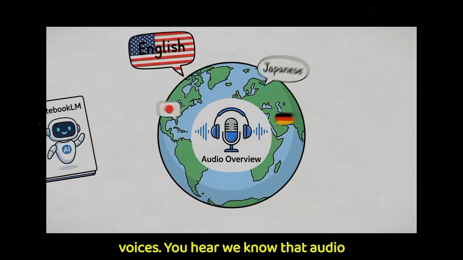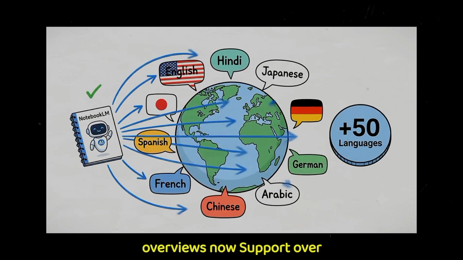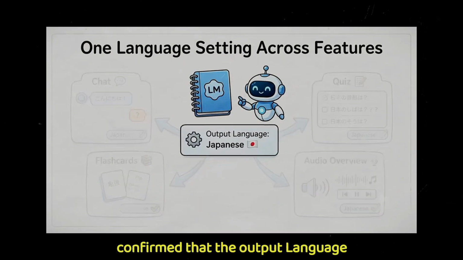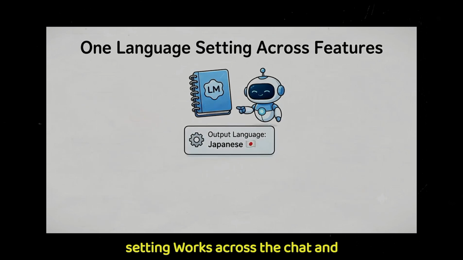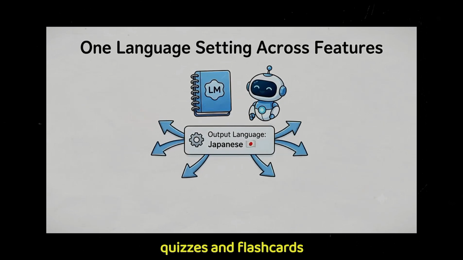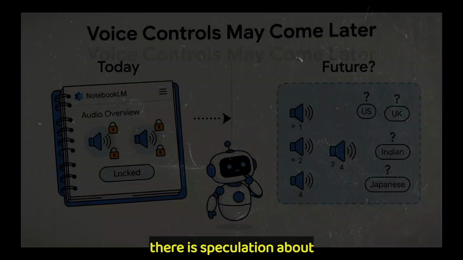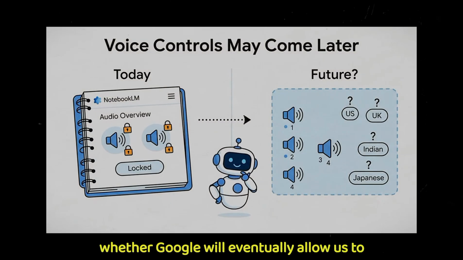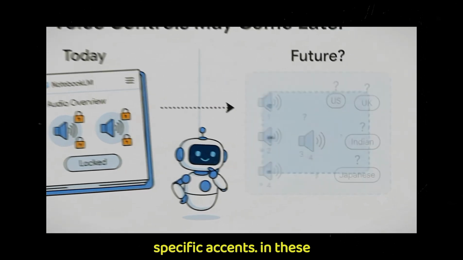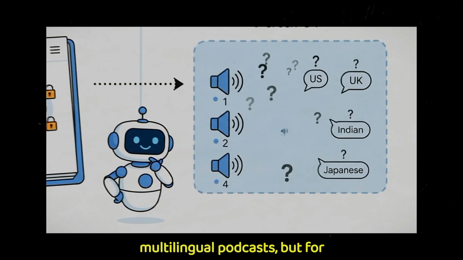We know that audio overviews now support over 50 languages. It is also confirmed that the output language setting works across the chat and most studio features, like quizzes and flashcards. There is speculation about whether Google will eventually allow us to control the number of speakers or specific accents in these multilingual podcasts, but for now, those remain fixed.